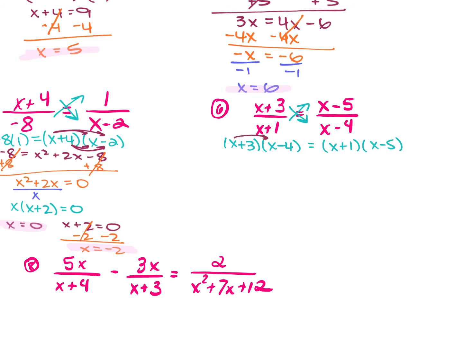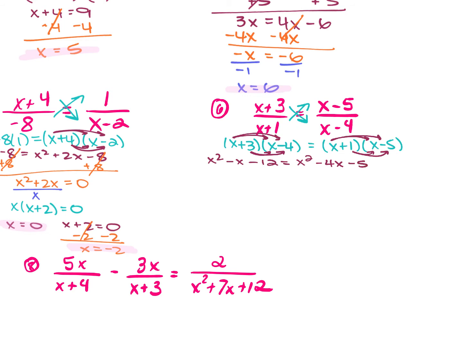The x times x gives us x squared. X times negative 4 is negative 4x. 3 times x is 3x. So that gives us a negative 4x plus 3x is negative x. And then negative 3 times negative 4 is negative 12. For your x plus 1 times x minus 5, same thing, FOIL it. So x times x is x squared. X times negative 5 is negative 5x. 1 times x is 1x, negative 5x plus x is negative 4x. And then negative 5 times 1 gives us negative 5.